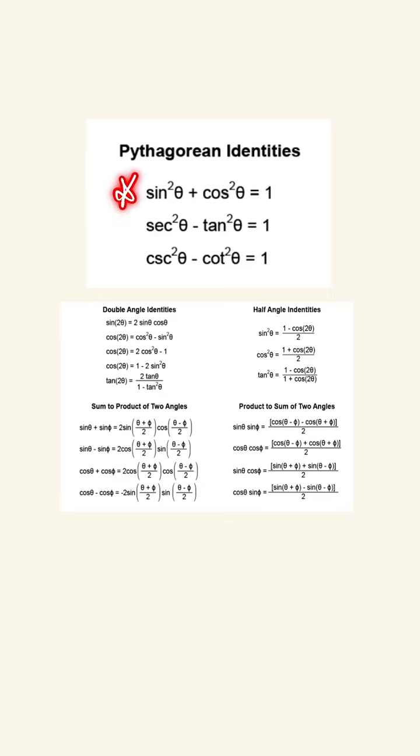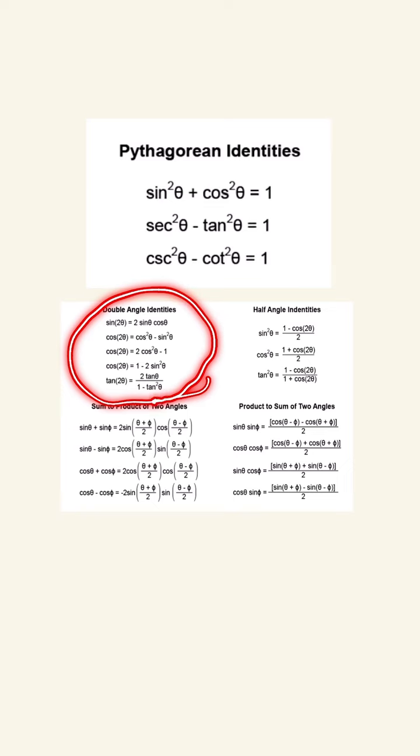So here we have the one that we'll be using for our example problem, but some other common ones are the half angle identities, as well as the double angle identities. You'll see this throughout different example problems that you might come across.